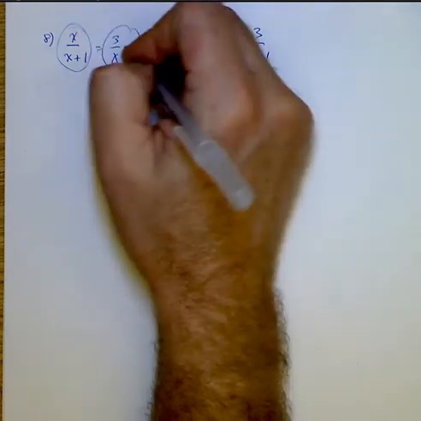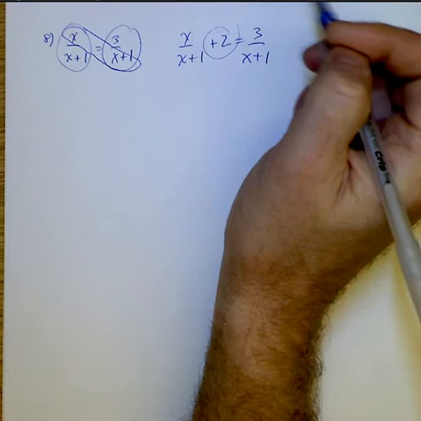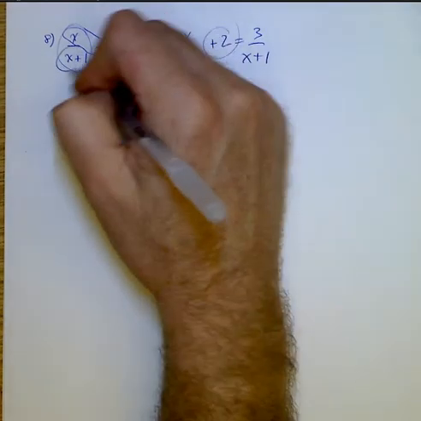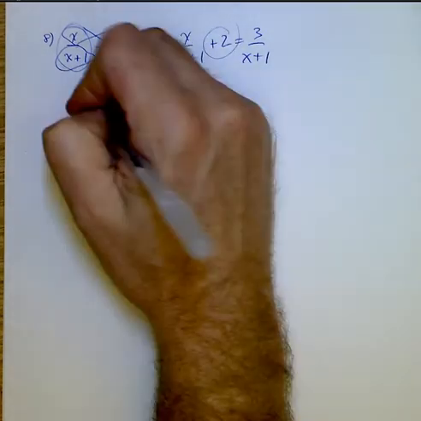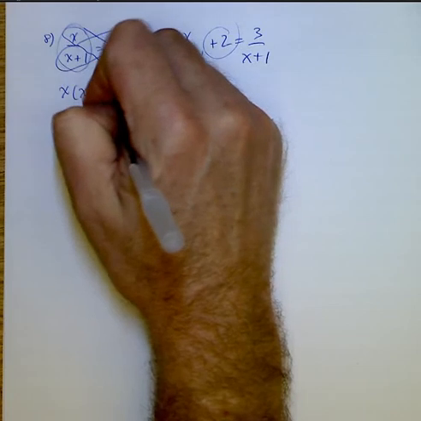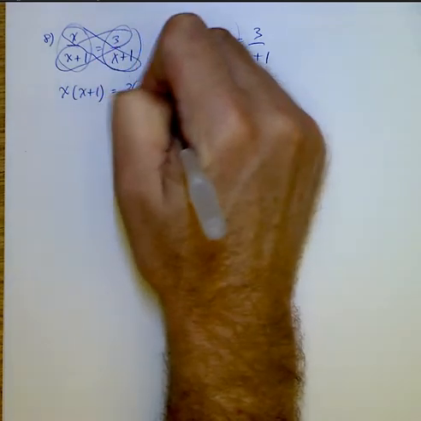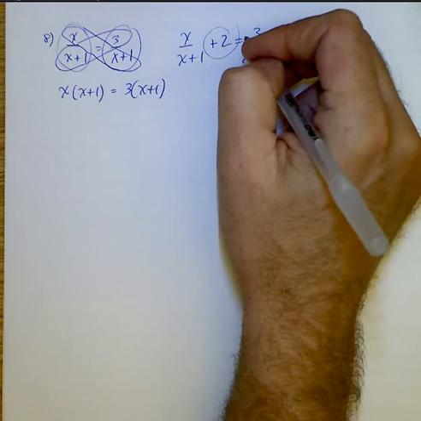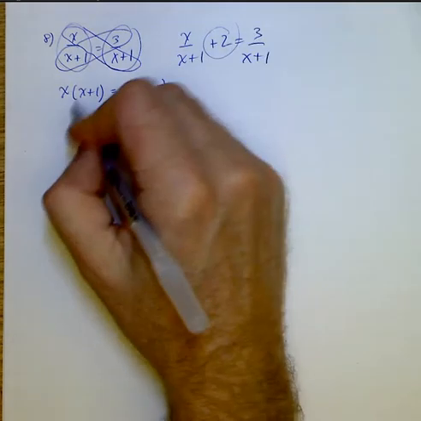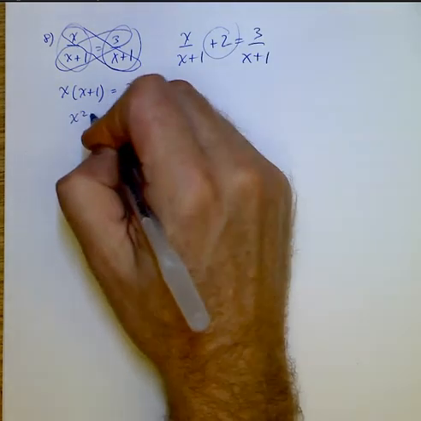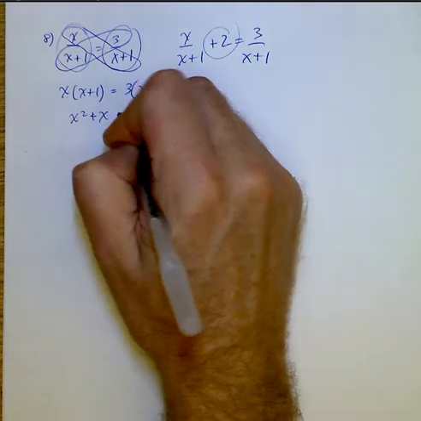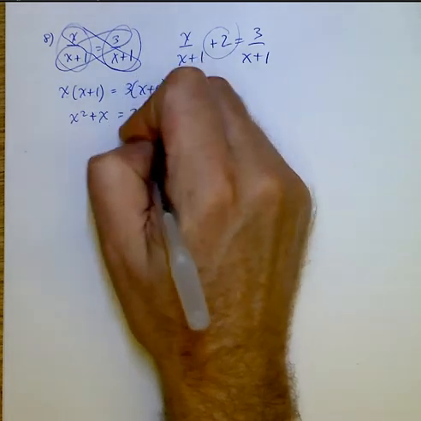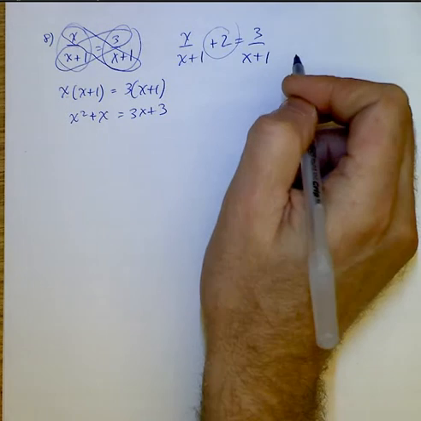To cross multiply, we go like this, and then we set it equal to that. So in this case, we'll get x times x plus 1 equals 3 times x plus 1. Okay, so all we did was cross multiply. Then you solve. X times x is x squared. X times 1 is x. So we have x squared plus x on this side. And on this side, we distribute the 3, and we get 3x plus 3.